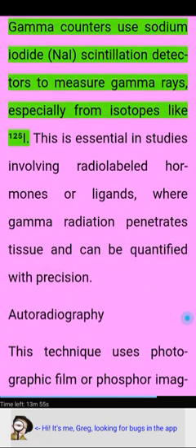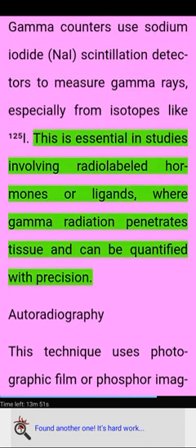Gamma counter. Gamma counters use sodium iodide (NaI) scintillation detectors to measure gamma rays, especially from isotopes like ¹²⁵I. This is essential in studies involving radiolabeled hormones or ligands, where gamma radiation penetrates tissue and can be quantified with precision.